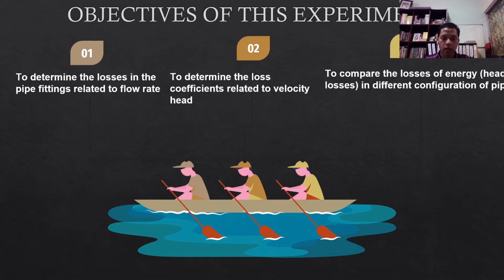The objective of this experiment is, number 1, to determine the losses in the pipe fittings related to flow rate. Number 2, to determine the loss coefficient related to velocity head. Number 3, to compare the losses of energy head in different configurations of pipe.